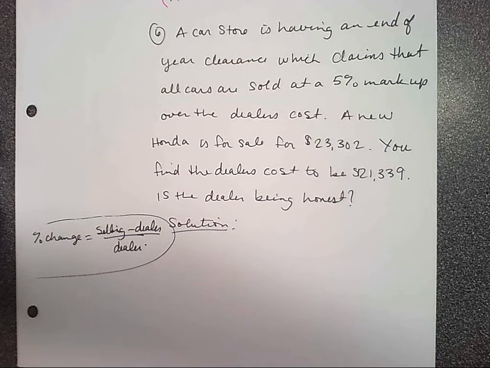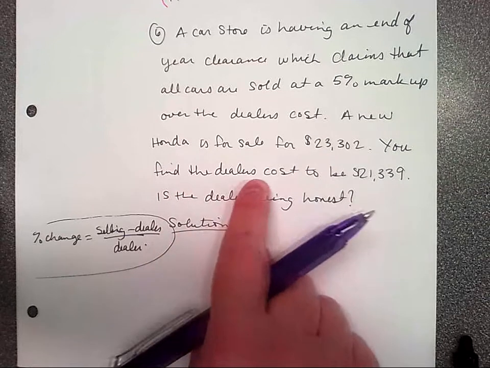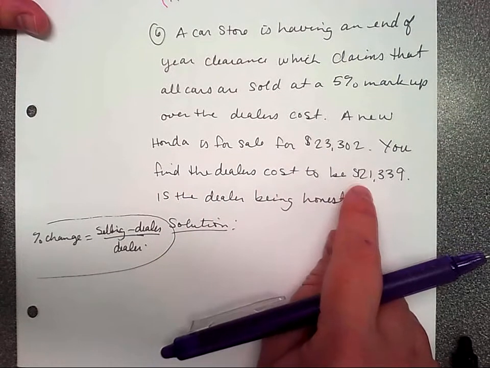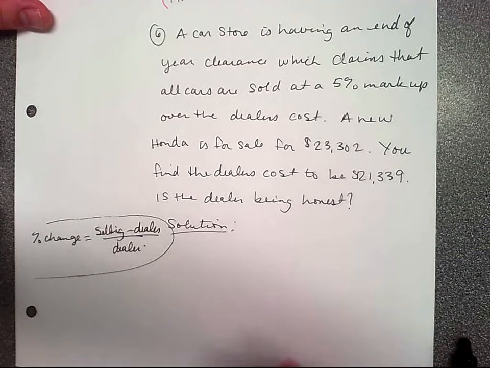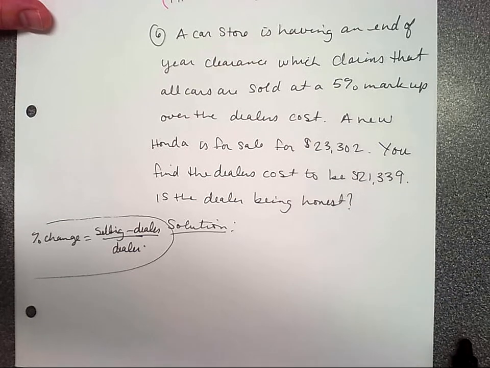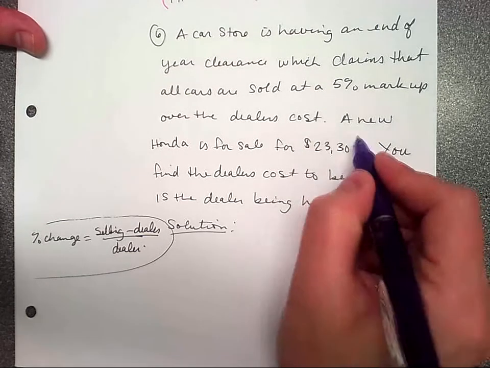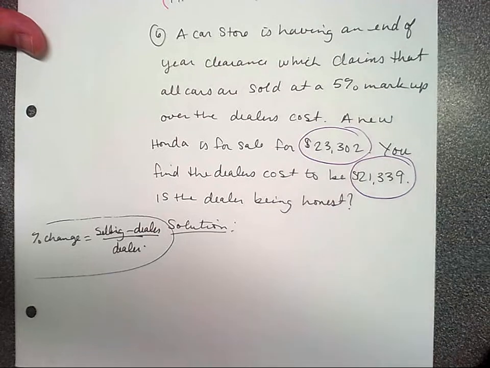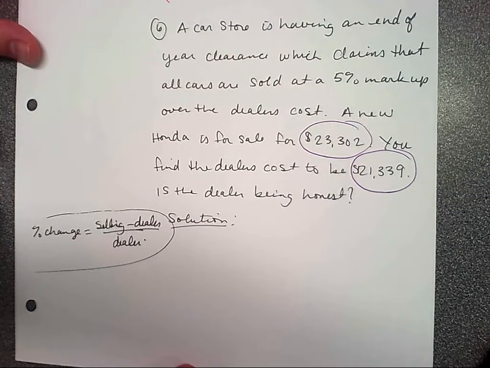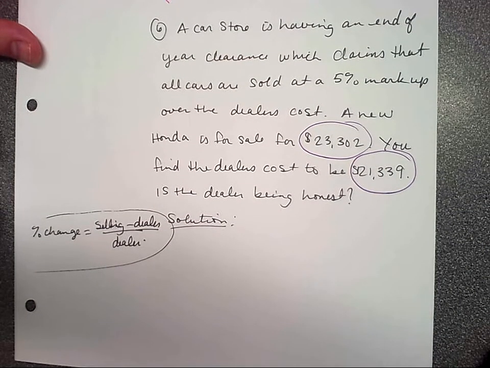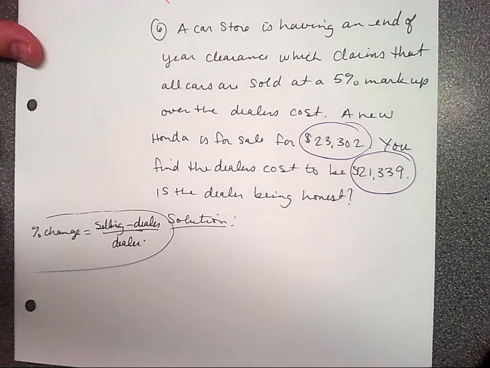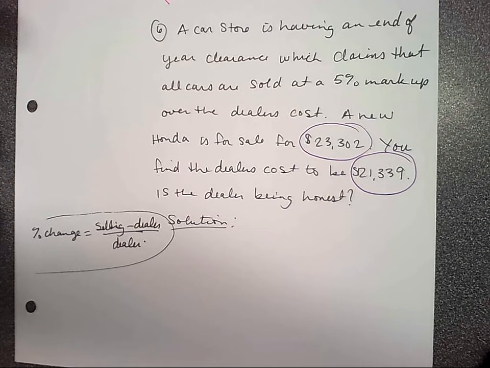Okay, so what am I going to do? How am I going to use this formula? What does that say? Find the dealer's cost. You find the dealer's cost to be $21,339. So here I have two amounts, right? Here are my numbers. How do I plug them into my formula?